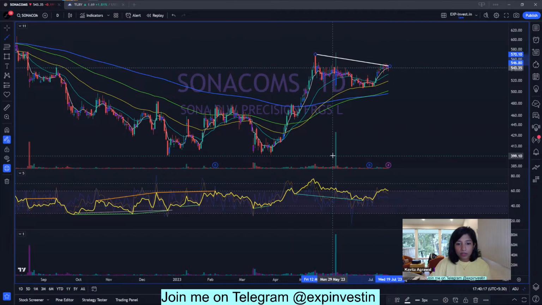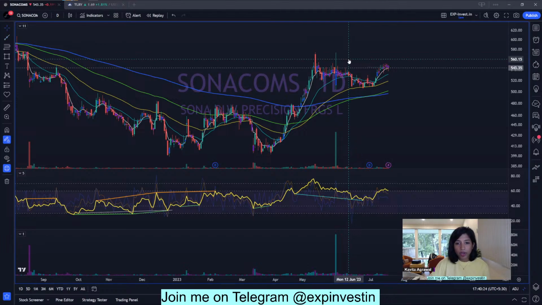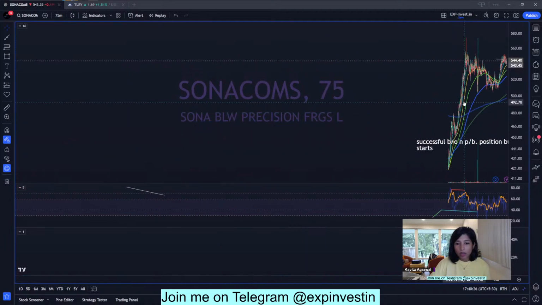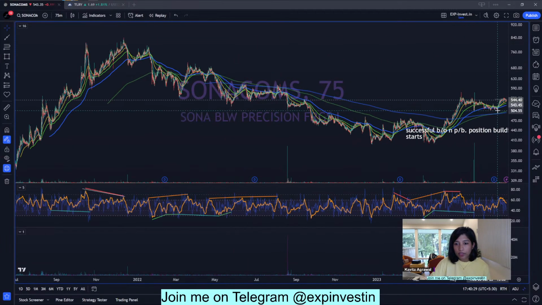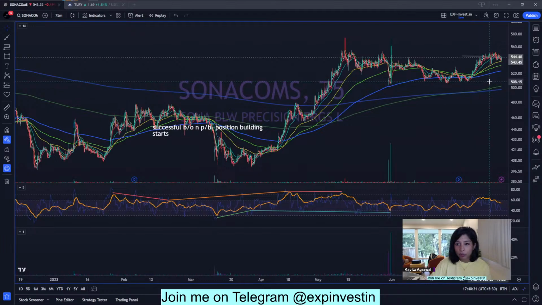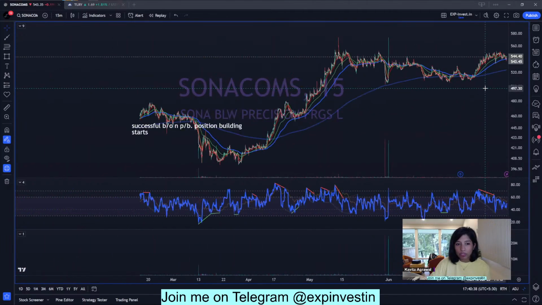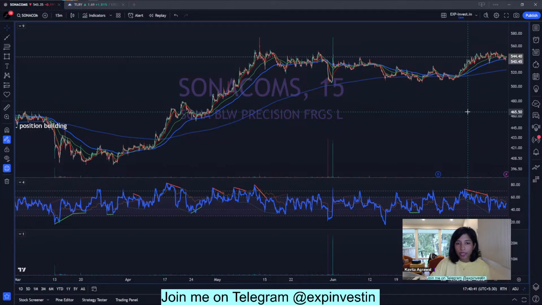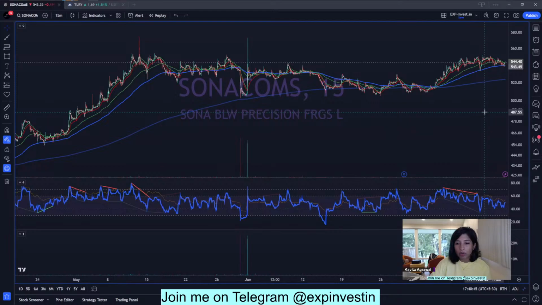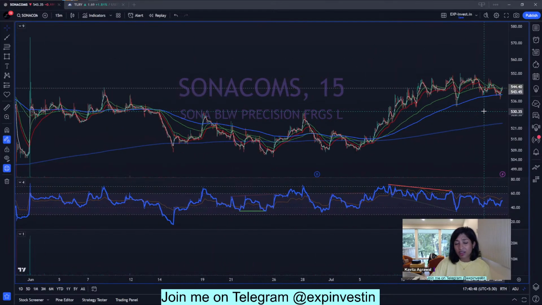The volume activity is not so good. There is a negative divergence on the charts. Even though the price has been trying to move above from the base of 508, it is not doing very well. So I personally don't feel like Sonata at this point of time is a very good stock to take a long position in. And I will reiterate what I said, there are much better opportunities available in the stock market right now.